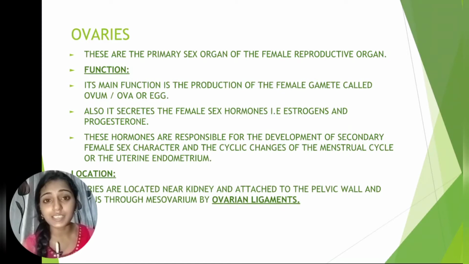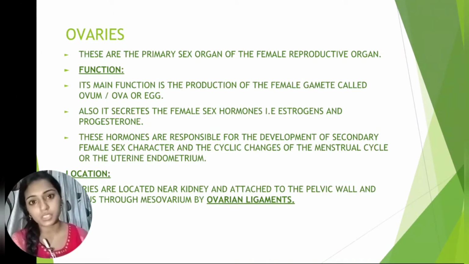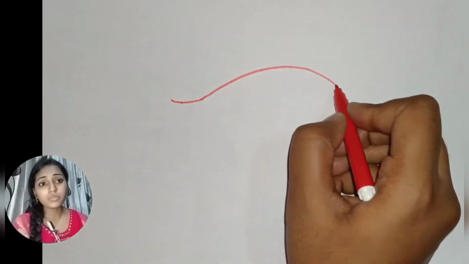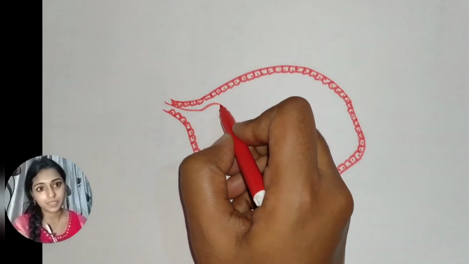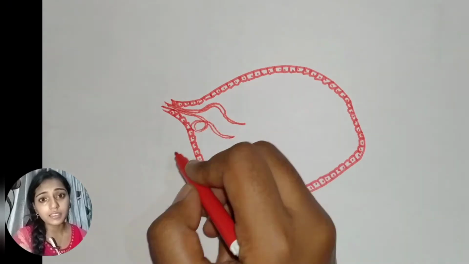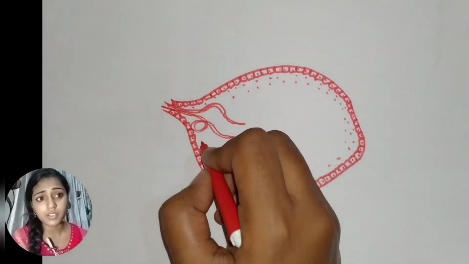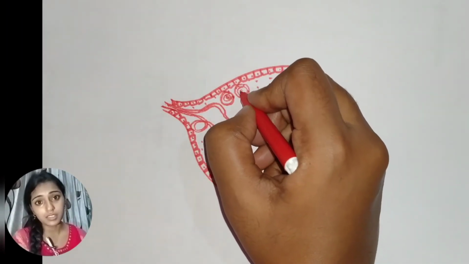It is located near the kidney and is attached to the pelvic walls and the uterus through the mesovarium by ovarian ligaments. Now let's see the diagram of the ovary's longitudinal section and how easily it can be made. I'll show you. The outermost lining of the ovary is the germinal epithelium and consists of cubical cells. This is the mesovarium that attaches the ovary to the walls of the pelvis and the uterus. This is the outer cortex of the ovary, in which the primordial or premature follicles are found.